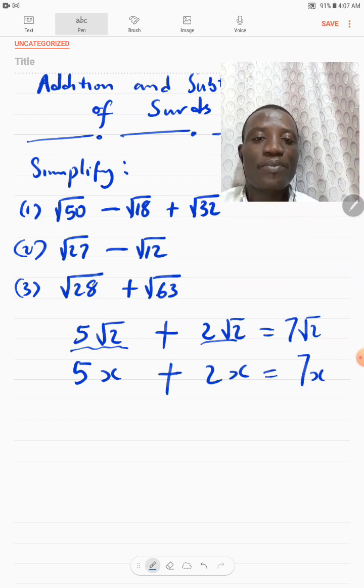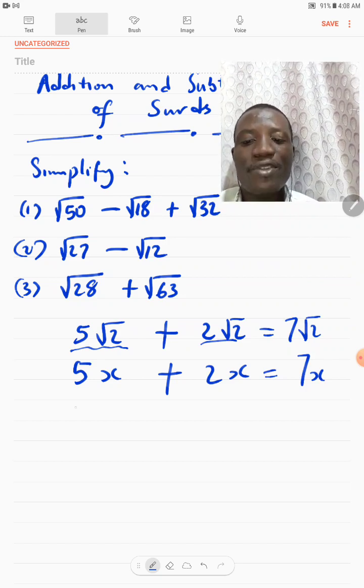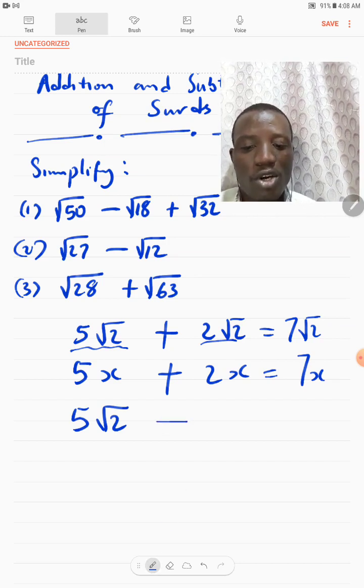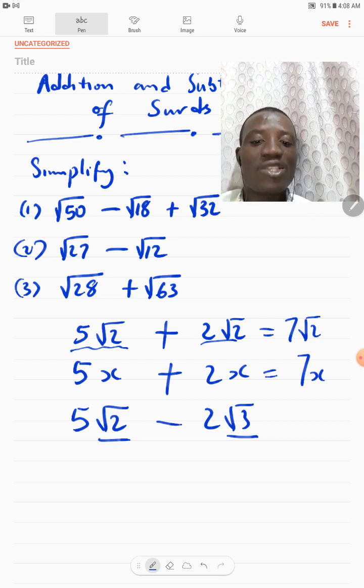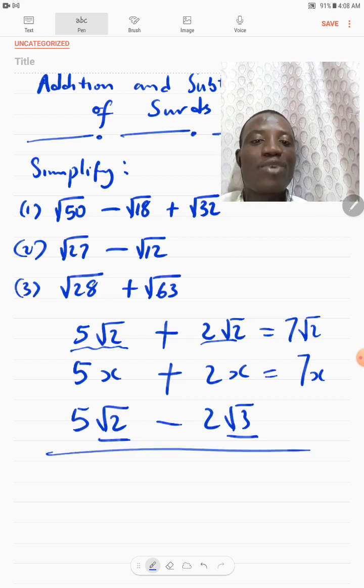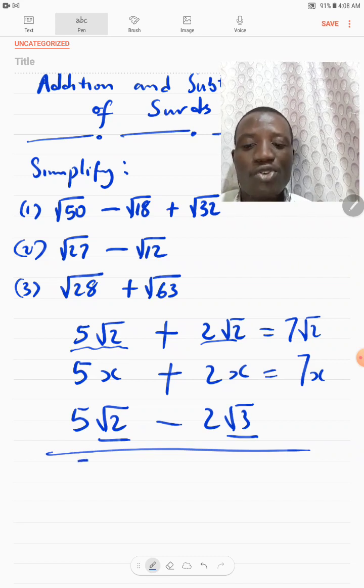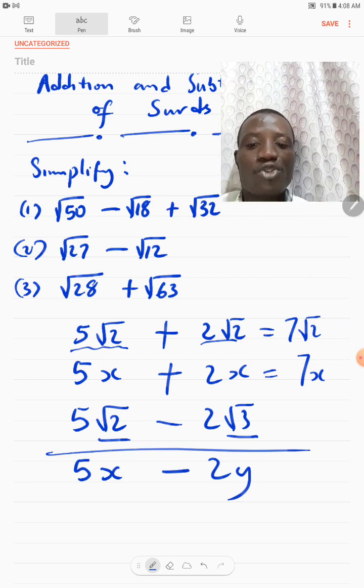But if I have different roots, just like what we did when we were using the algebra example, 5 root 2, for example, minus 2 root 3. Because root 3 and root 2 are not the same, this answer will remain the same like this. You can't subtract this, just as you cannot subtract 5x minus 2y. So it's just like you're having a different variable.